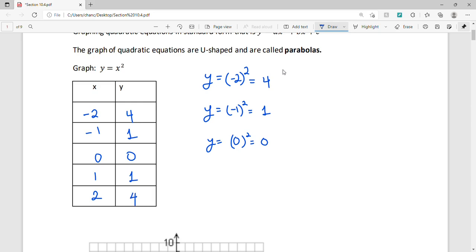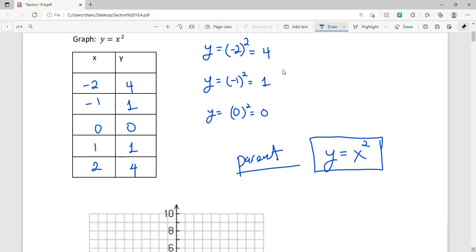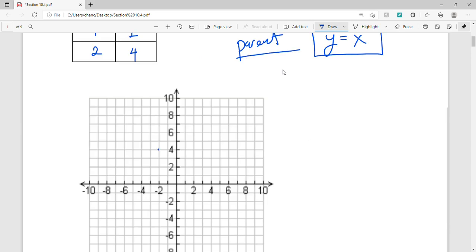Now we created a table so we can graph the parent graph for the parabola. This is the parent graph because it is the simplest parabola you can graph. So we'll plot the points -2, 4 first. And then according to our table we have another point, -1, 1, 0, 0, 1, 1, and the last point here is 2, 4.